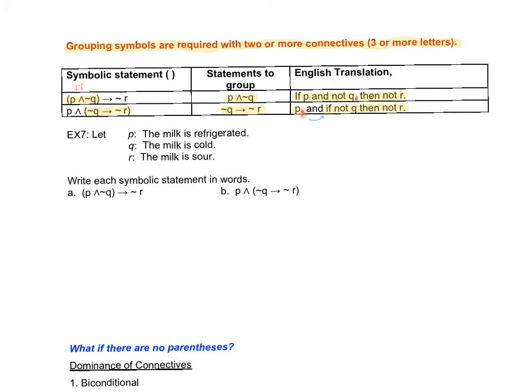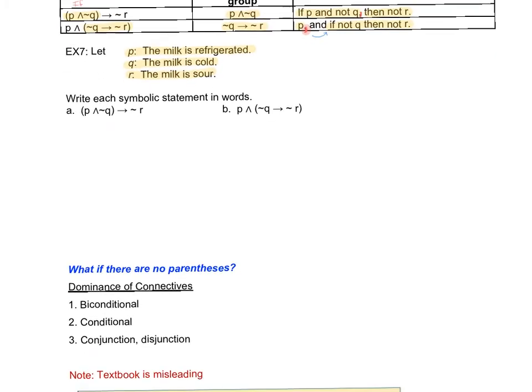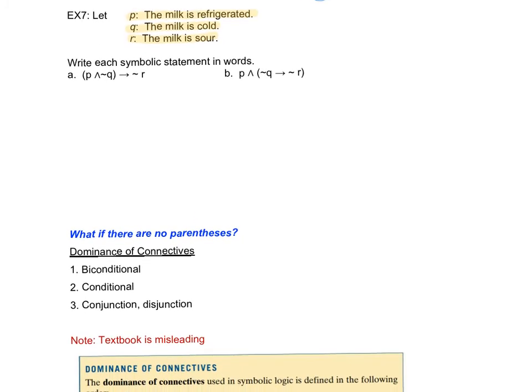For example, let's look at example 7. We have 3 simple statements. P is the milk is refrigerated. Q, the milk is cold. R, the milk is sour. We're going to write each symbolic statement in words. Now notice that in part A and B, the symbolic statements are exactly the same. The only thing I've done is change my grouping symbol.